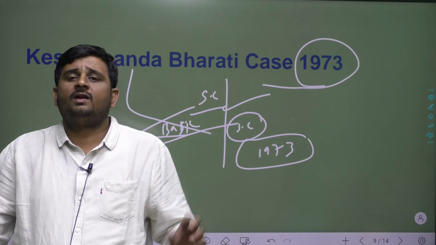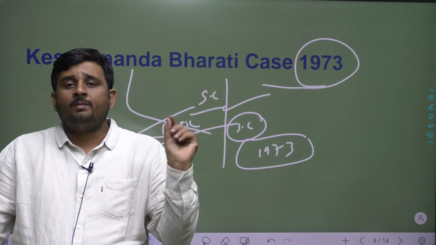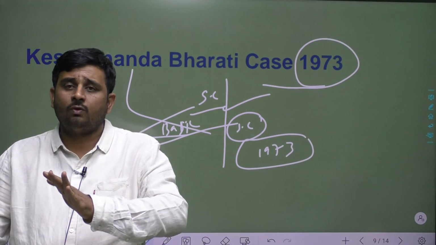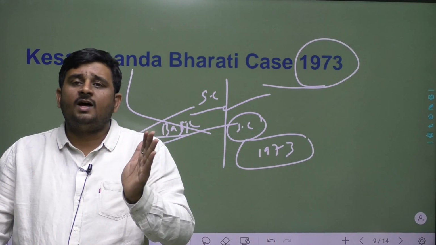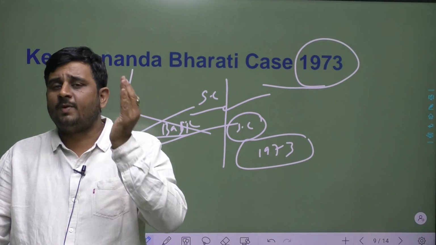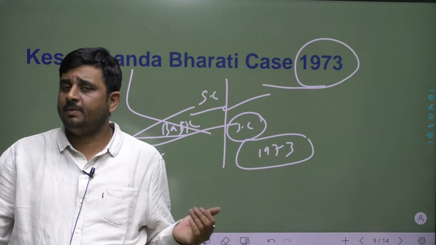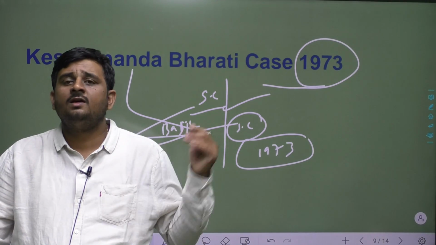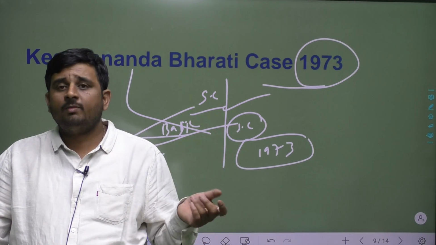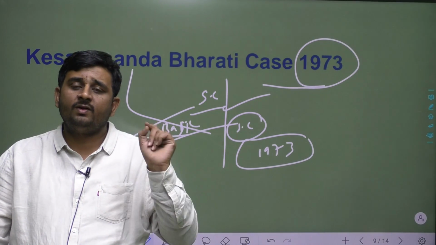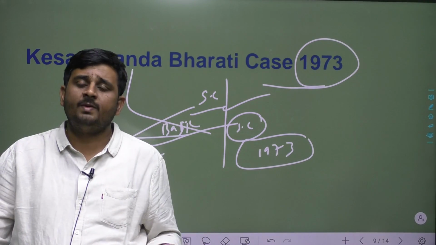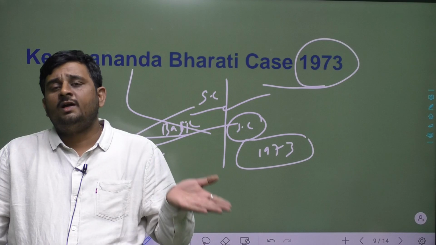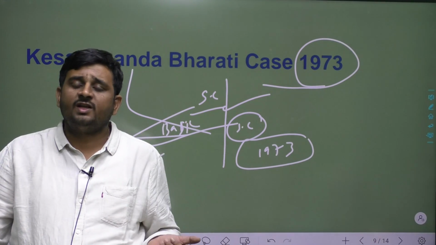So we will try to write the first paragraph. Basic structure is a myth, it is a criticism. From 1950 to 1964, the Supreme Court supported the Parliament, whatever constitutional amendments were done by the Parliament. Then in the year 1967 in the Golaknath case, the Supreme Court expressed its opinion that fundamental rights are sacrosanct, not amendable. Then in the year 1971, when the 24th and 25th amendments were done by the Parliament, some part of the 25th amendment and the 24th amendment majorly violated the basic structure. Because of that, the basic structure theory was developed.